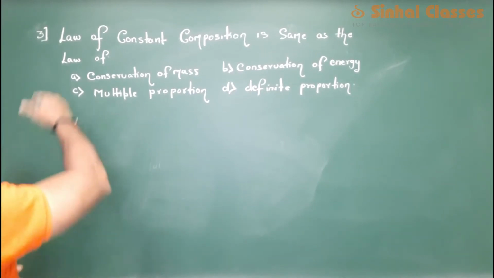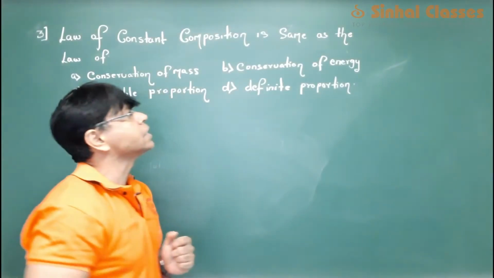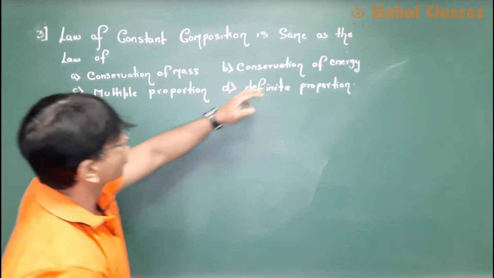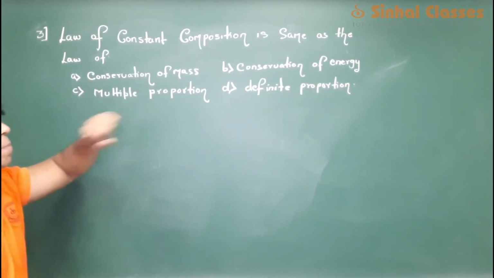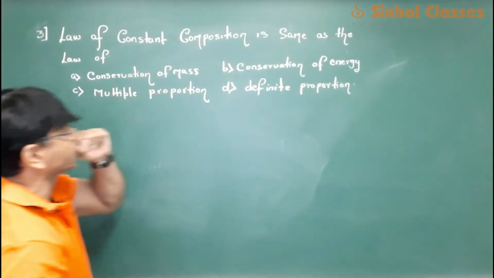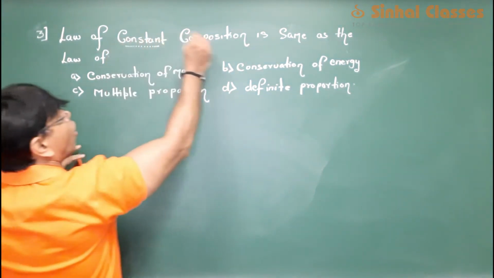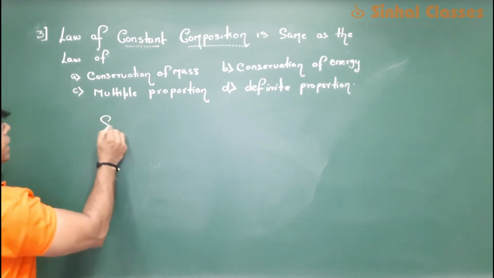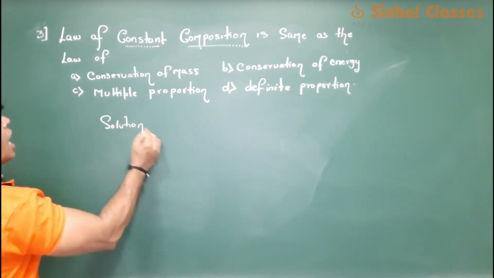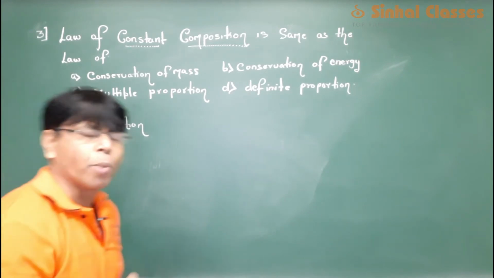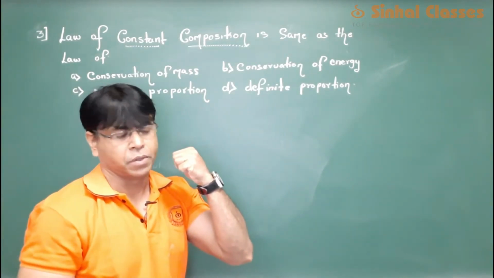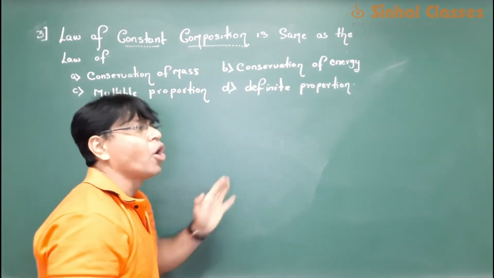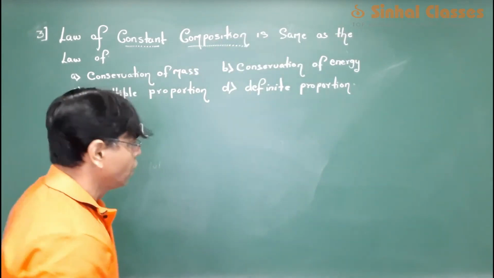Very easy one. The law of constant composition is the same as which law: conservation of mass, conservation of energy, multiple proportion, or definite proportion? So what is the law of constant proportion? What does this law say? It says that any compound obtained in nature will have the same composition whether you prepare it in the lab or by any method.